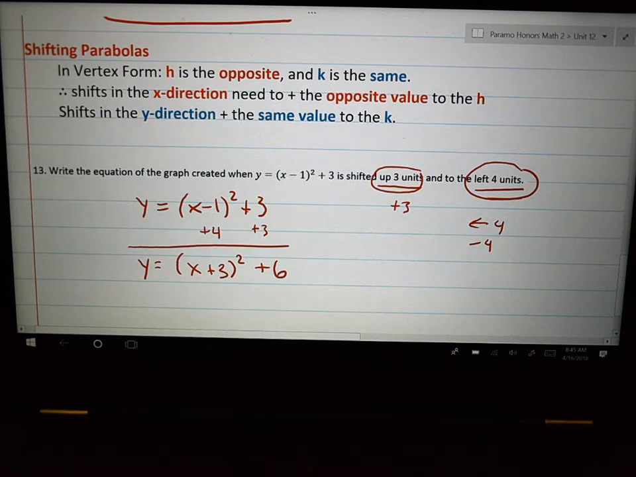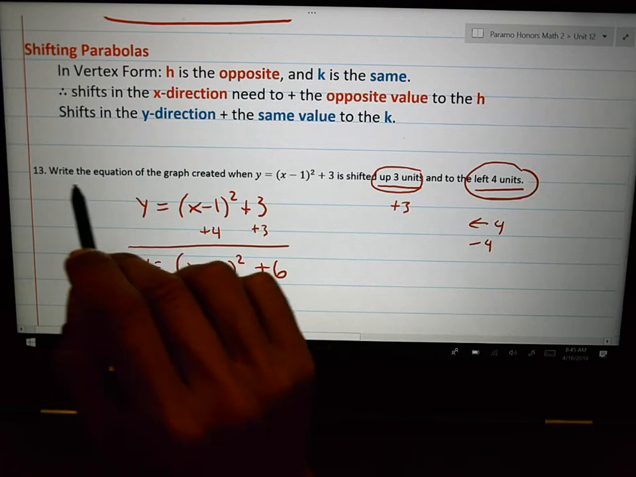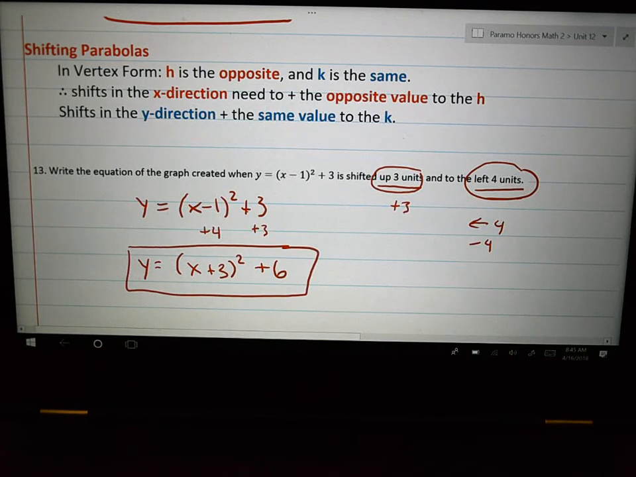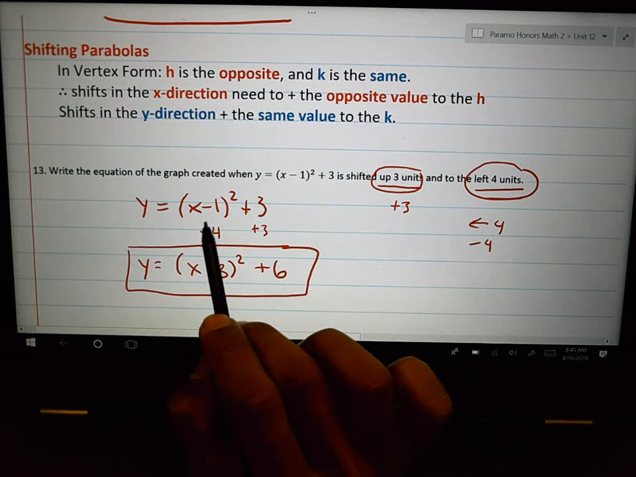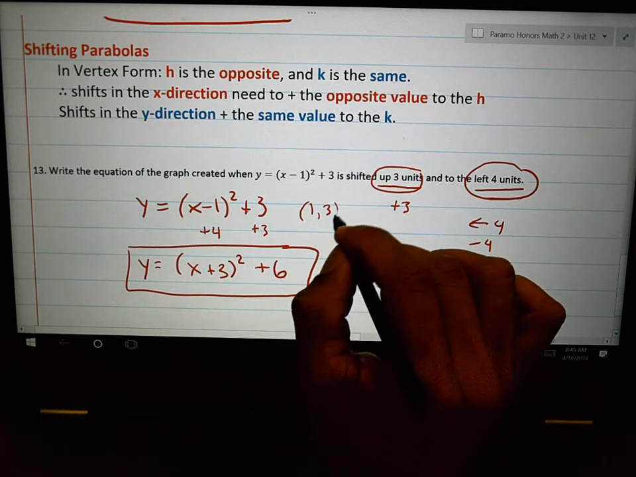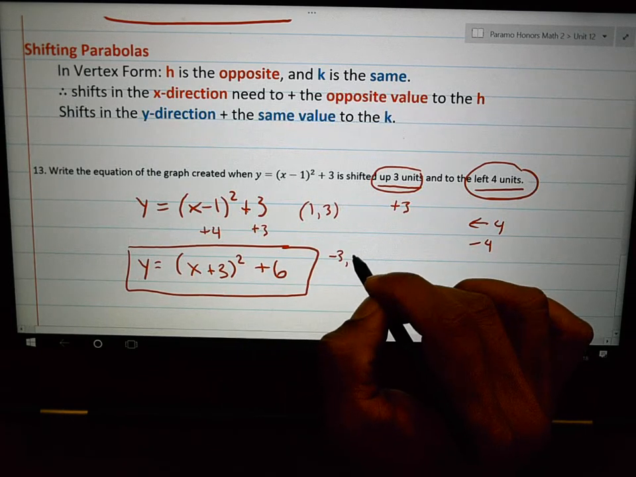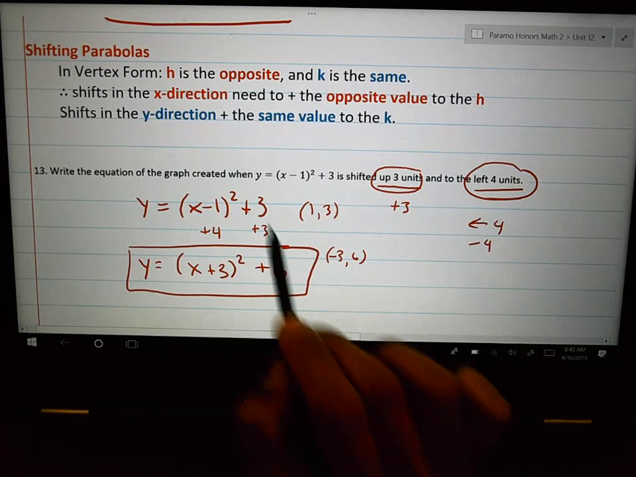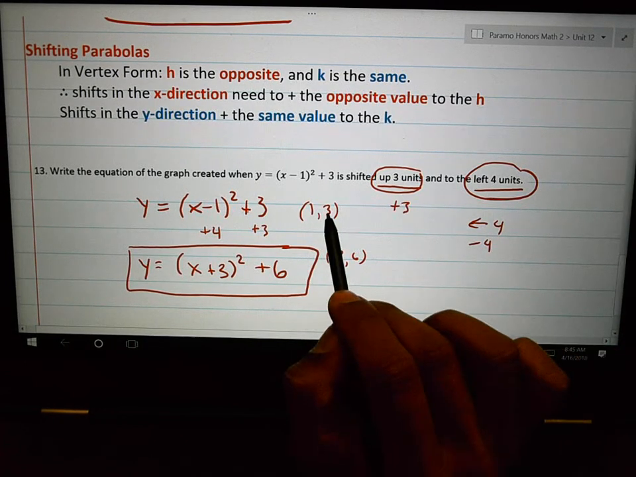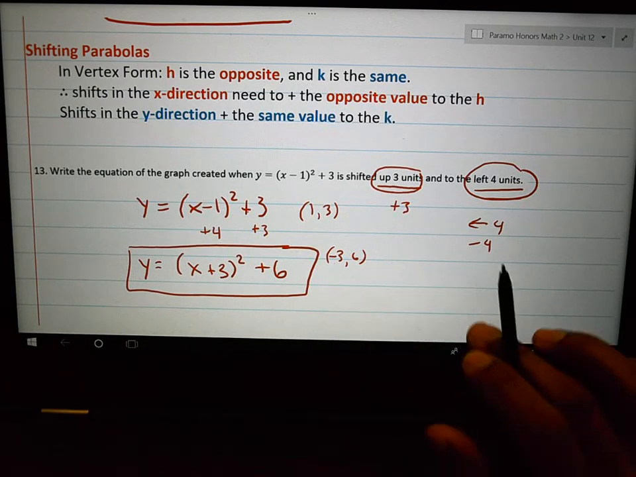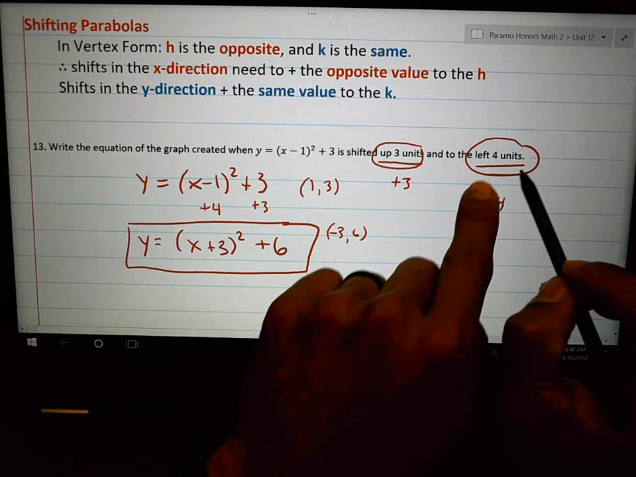-3, 6. Write the equation. This is the equation right here. This is your new equation that has been shifted left 4 and up 3. If you don't believe me, take this vertex, 1, 3. Take this vertex, -3, 6, and see, did it go to the left 4 units? Did it go up 3 units? And you'll see how it worked. The shortest, fastest way is to do opposite, same.